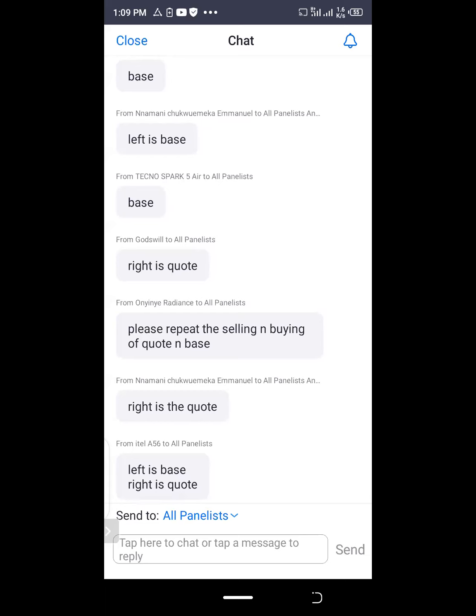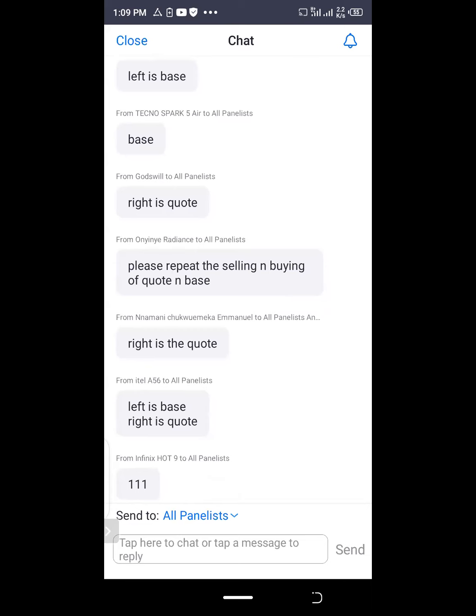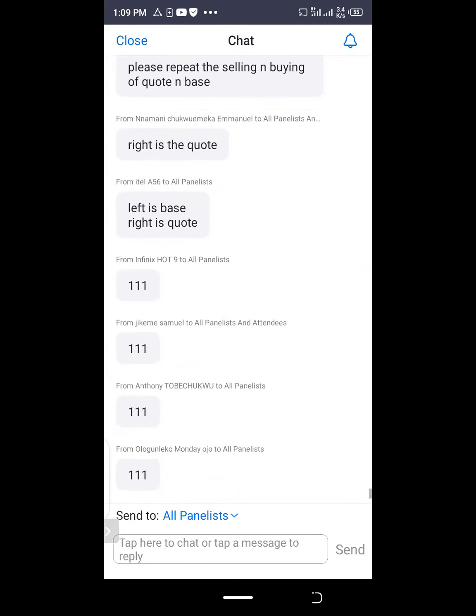Please, if this is clear, type in 111 into the chat box. Thank you very much, Infinix. Amazing.